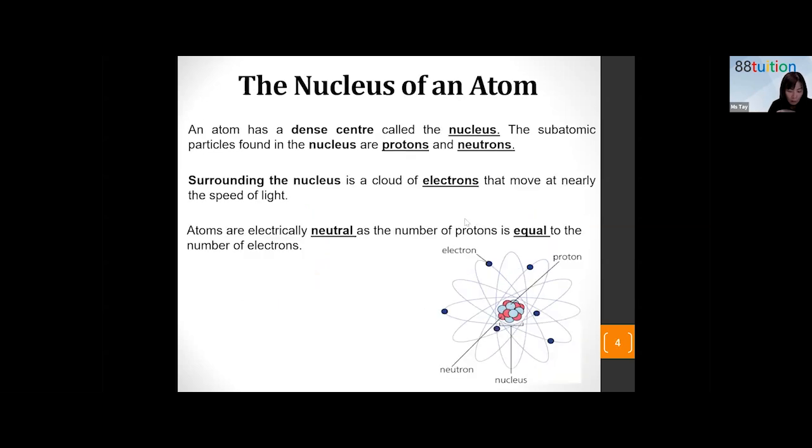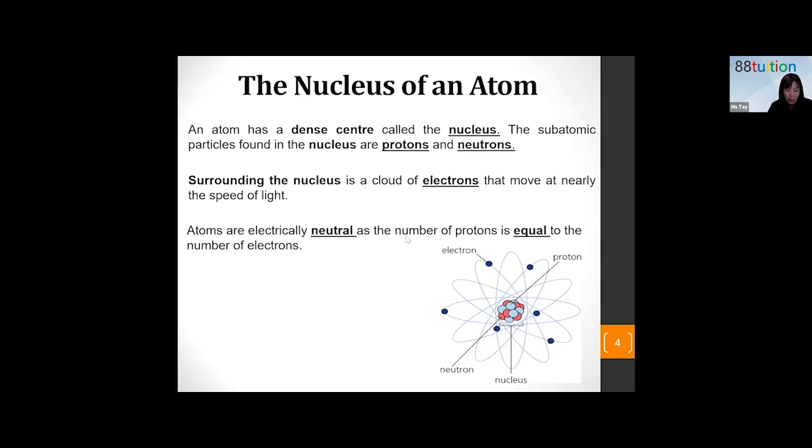If you go on, you will see this. They call it the dense center. That is the nucleus. Then can you see all the different colored circles here? Each color represents one type of subatomic particle. This blue one represents the proton, and the pink one represents the neutron. Surrounding the nucleus, a cloud of electrons moves at nearly the speed of light because they are so light, as in they are not heavy. Their mass is so small, they can move extremely fast.